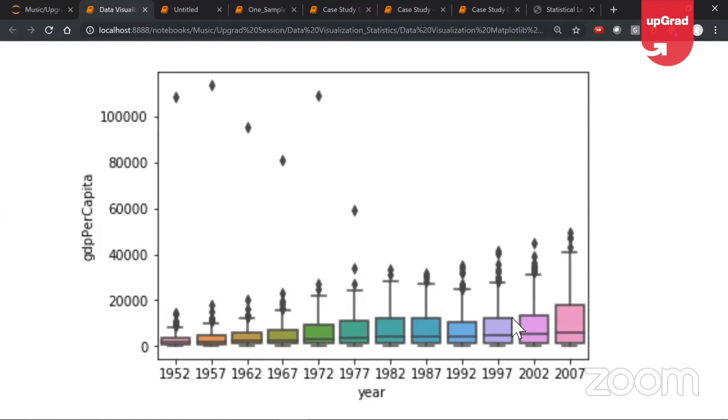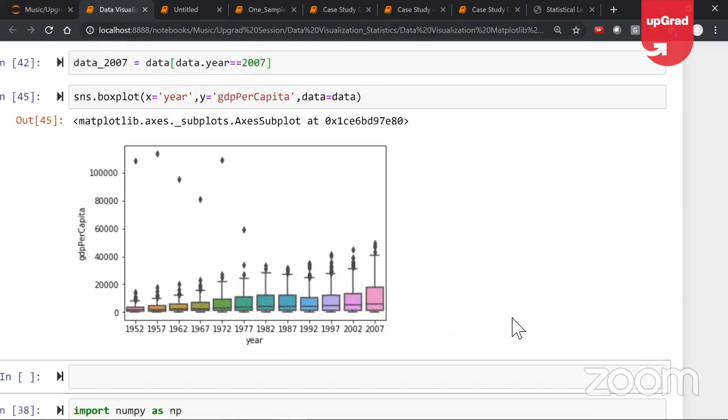So from 1952 to 2007, the inequality has actually increased. Yes, countries on an average, the median value, has increased significantly. The central value on an average is greater, right? But the inequality has also risen. That means there is more variance in the incomes in the countries. So think of it that way. Beautiful. So there are several ways you can do this analysis.